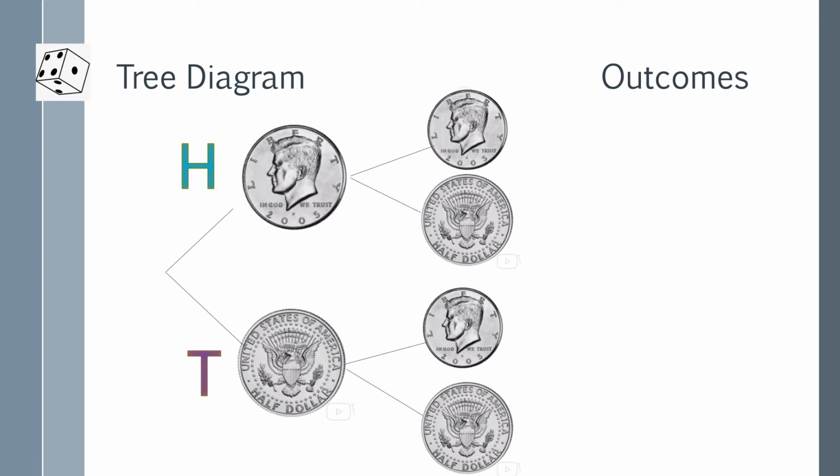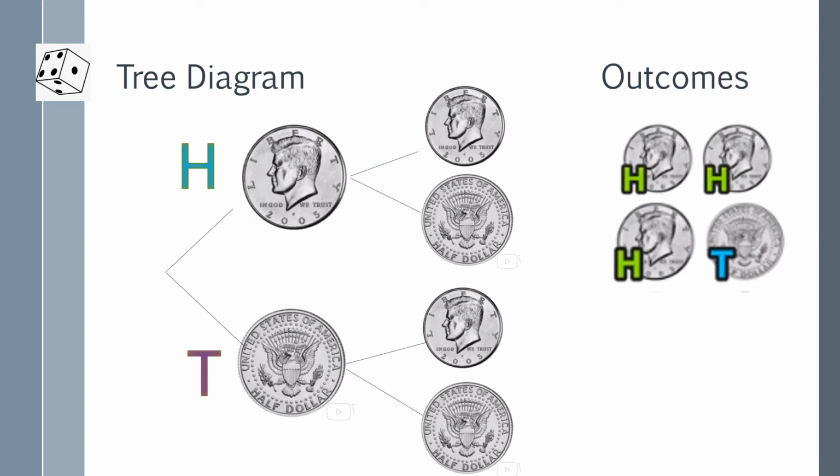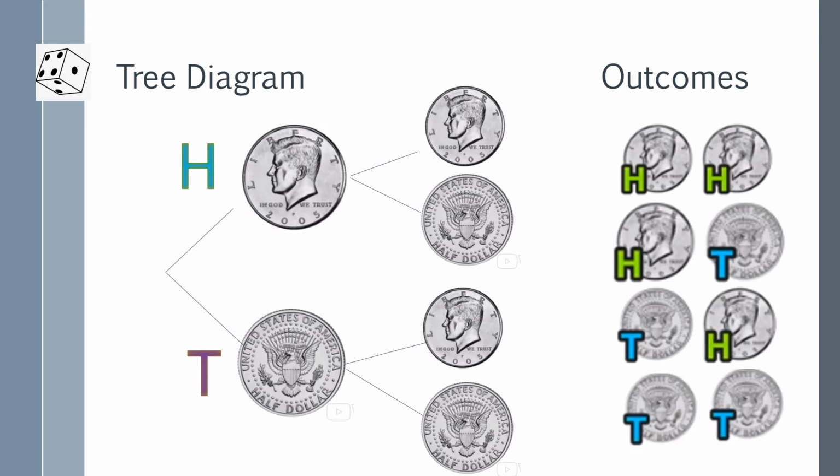We got a head first for our first flip and a head on our second flip. We had a head on our first flip and a tail on our second flip. On our third flip, we had a tail and a head. What will be our last outcome? Yep, it will be a tail and a tail. So we have 4 outcomes all together.